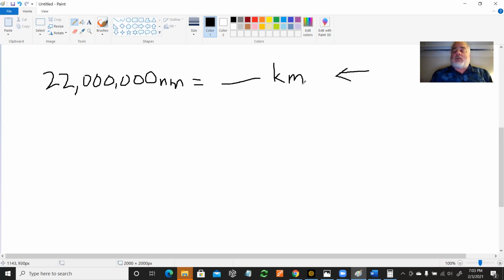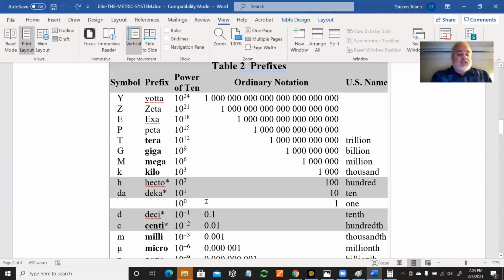So that's step 1. Do I need more or less of these? I need less of them to be equal. I need less kilometers to be equal to nanometers. I'm going to move my decimals to the left. That's step 1. Step 2, I need nano and kilo. What is nano?